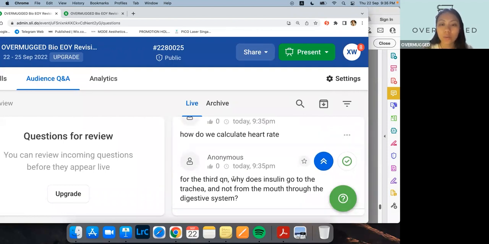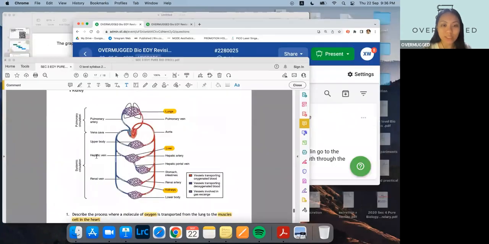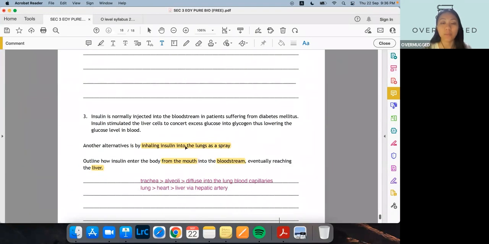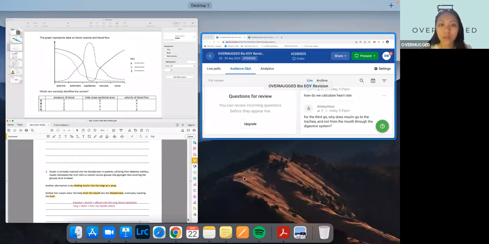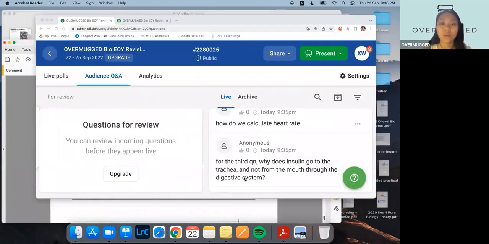Why does insulin go to the trachea? Because the question says to inhale insulin into the lung as a spray, not into the digestive system. They gave a context in the question. I can understand if students don't pick it up, but now I'm reminding you: if this question comes out in the exam, you need to pick out this clue. It says inhale into the lung, so it goes into the lung instead of the stomach and small intestine. To calculate heart rate, 60 seconds divided by the duration of the cardiac cycle.